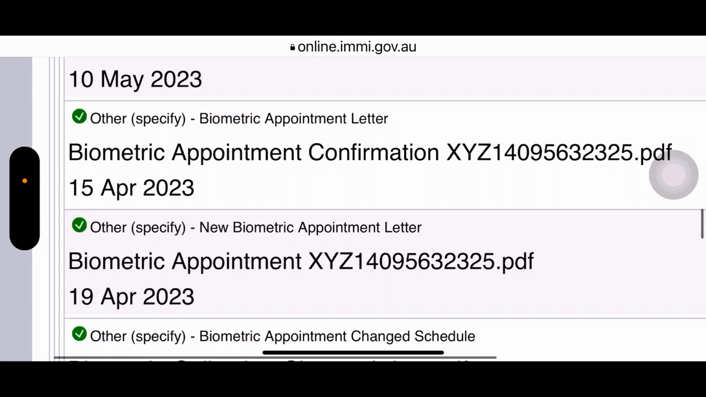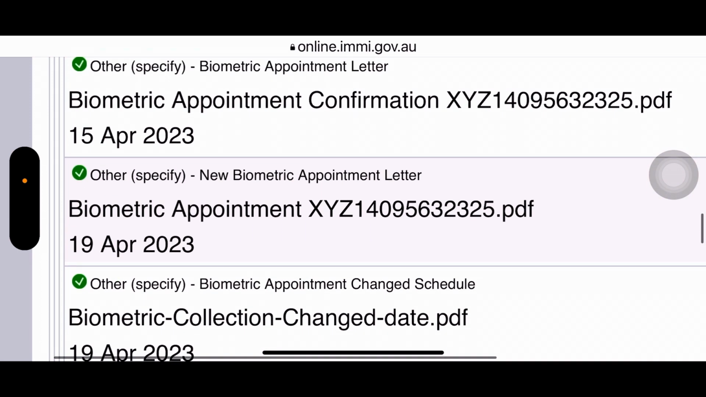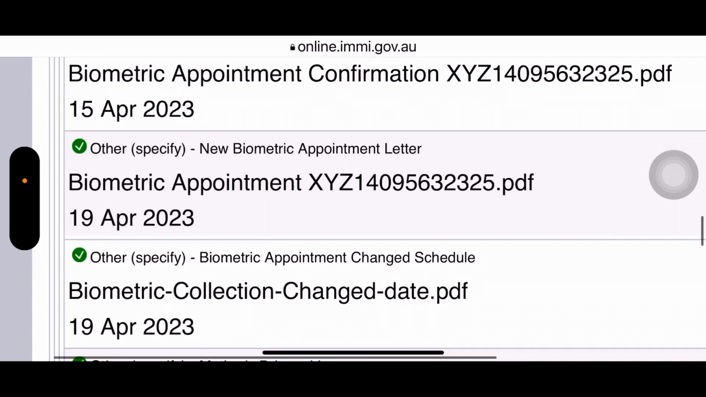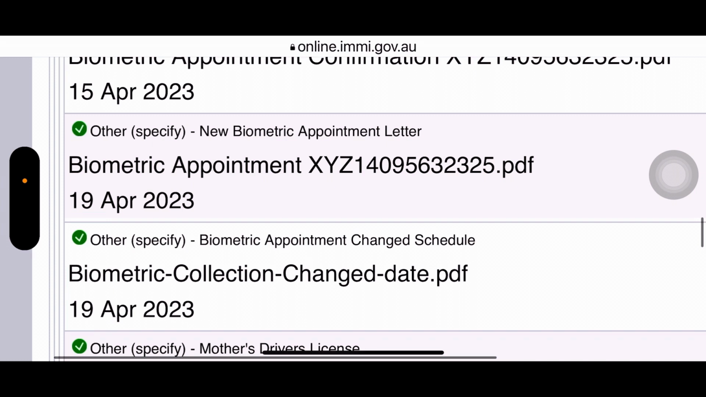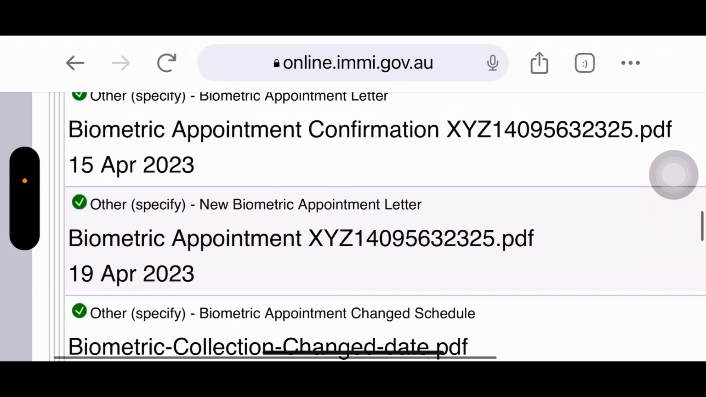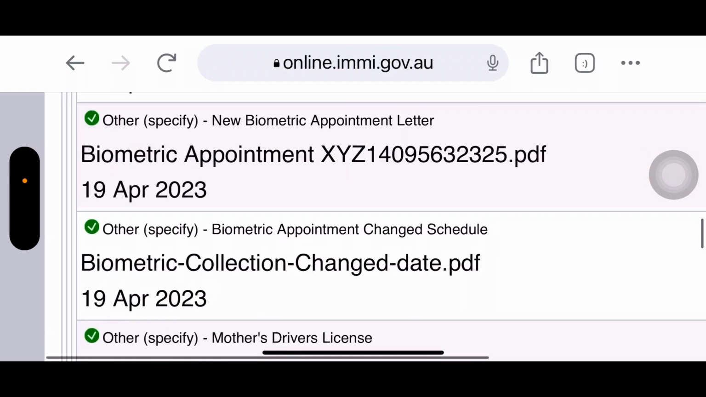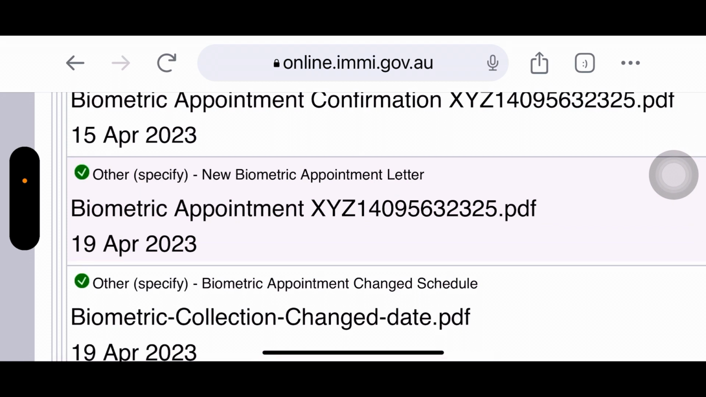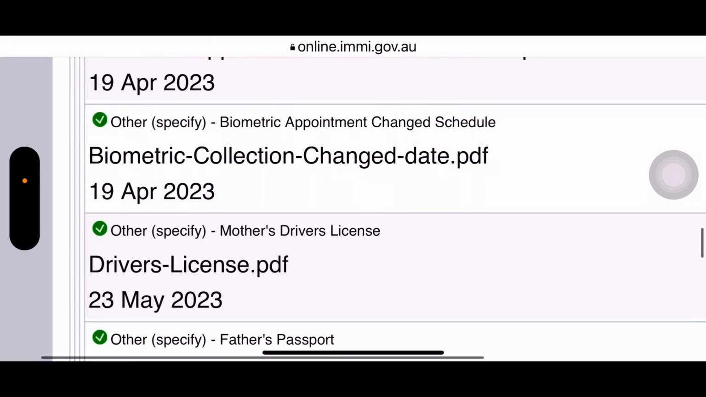biometric appointment confirmation. As you can see, I have here 2 biometric appointments because we changed the schedule of our biometric after submitting the first appointment. And then biometric collection change date. This is just an explanation of why we changed the date. It's a letter. Whatever changes happen in the application process of your visa, you have to provide documentation about it, a letter, an explanation.